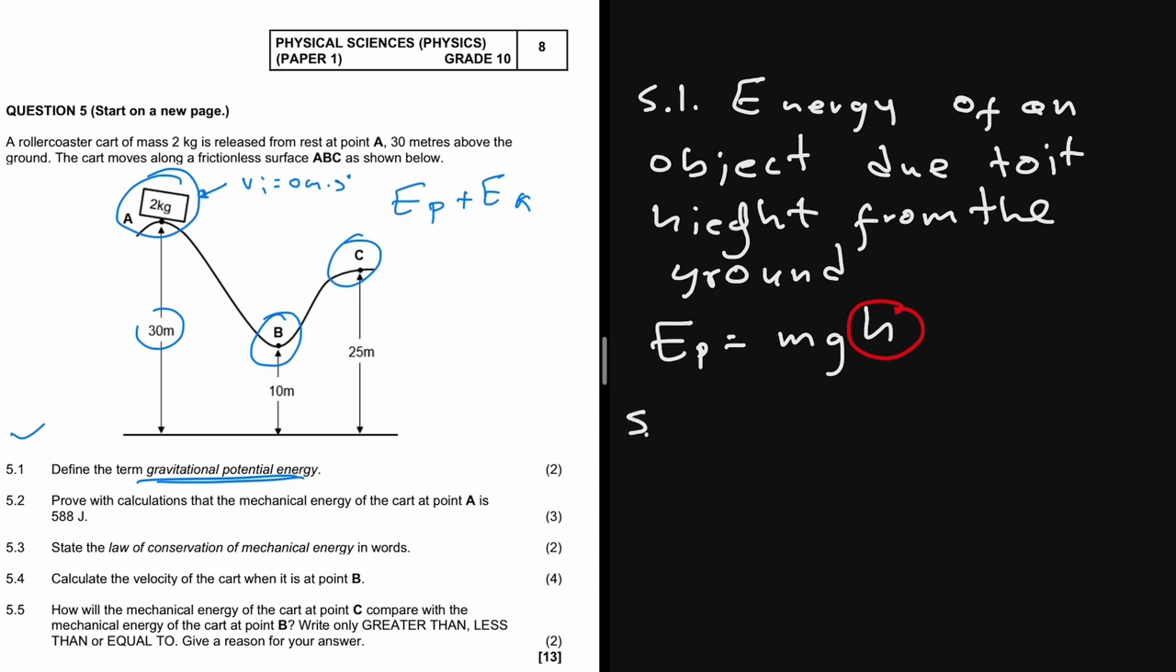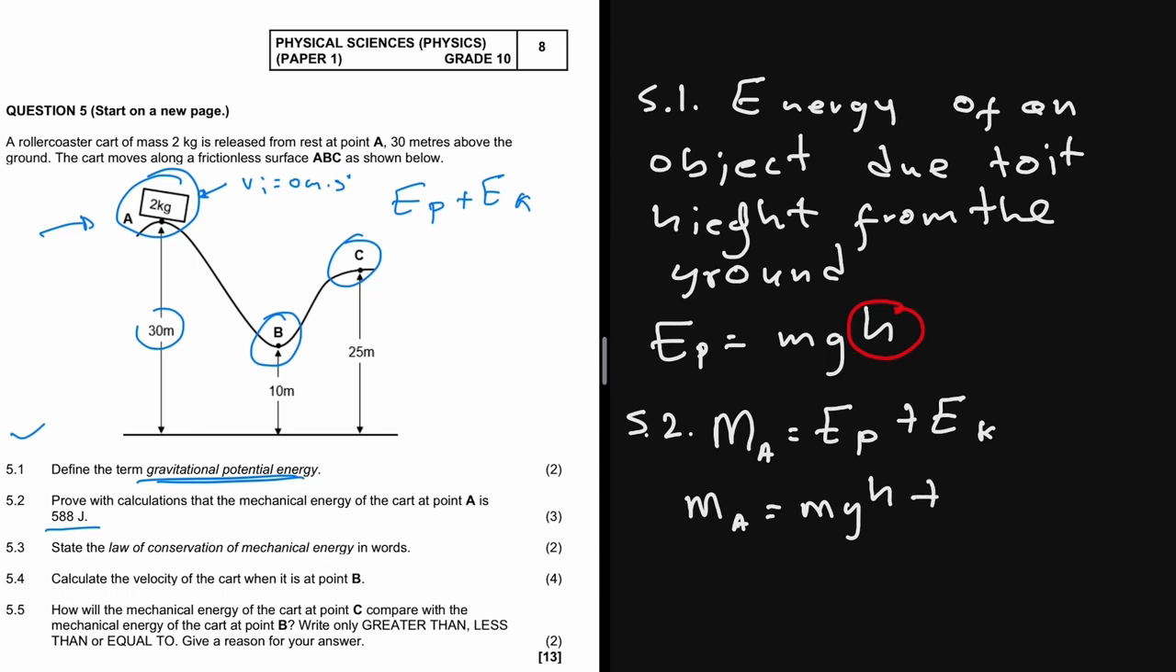So now 5.2, they say prove with calculations the mechanical energy of the cart at point A is 588 joules. So at point A, we want to calculate the mechanical energy. Remember, mechanical energy simply means the potential energy plus the kinetic energy. So the mechanical energy at A is the potential energy, mass multiplied by gravitational acceleration multiplied by height, plus the kinetic energy, 1/2 mass velocity squared.